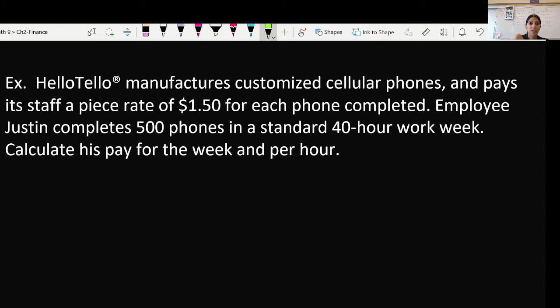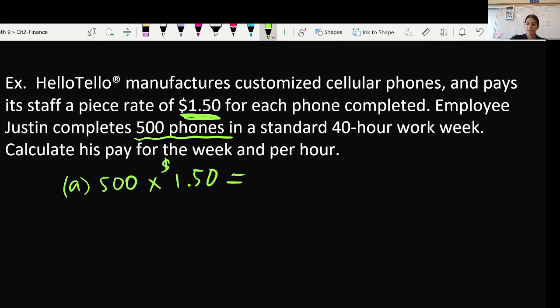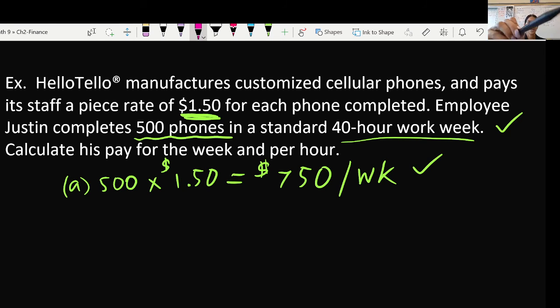Okay, so $1.50 for each phone completed. We were told that Justin completed 500 phones. Part A, let's do 500 phones times $1.50 per phone. So when you punch that into your calculator, or you can do that in your head, 500 times 1.5, $750 per week. There's our first step. So that's all good. In a standard 40-hour work week, there we go.